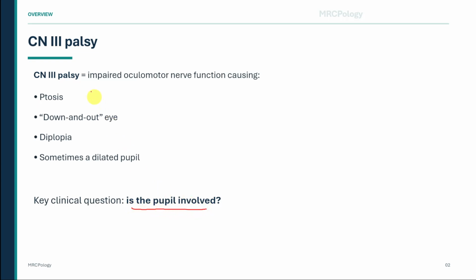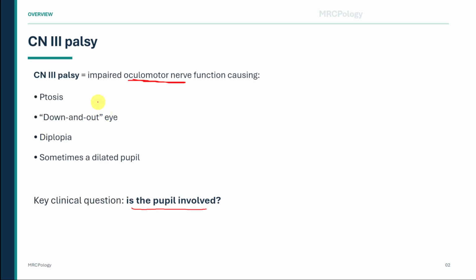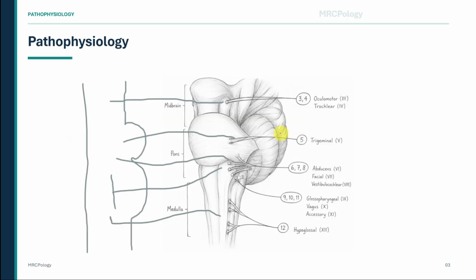A third nerve palsy means impaired function of the oculomotor nerve. The oculomotor nerve supplies most of the extraocular muscles, the levator palpebrae superioris, and the parasympathetic fibers that constrict the pupil and help with accommodation. So when the third nerve fails, the patient can develop ptosis, diplopia, a down and out eye, and sometimes a dilated, poorly reactive pupil. Before going into the pathology, let us first understand the anatomy, because the anatomy explains almost every clinical feature and almost every exam question.